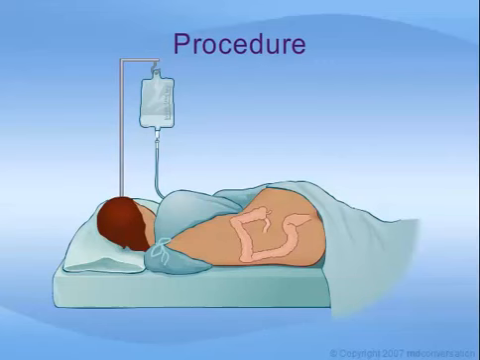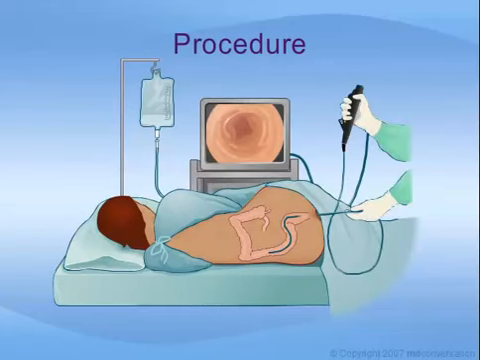during the exam. Once you are comfortable, the doctor will gently insert a gloved finger into your anus, checking for any blockage or tenderness. He or she will then insert a long, flexible, lighted tube into your rectum and slowly guide it into your colon. The tube is called a colonoscope, and it is about the thickness of a finger.